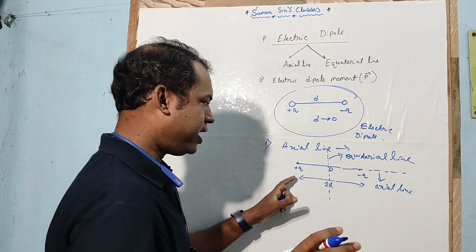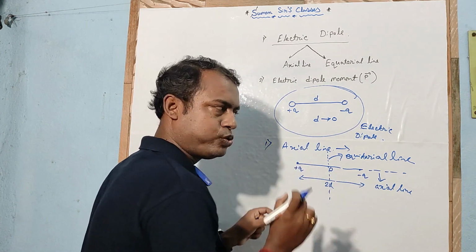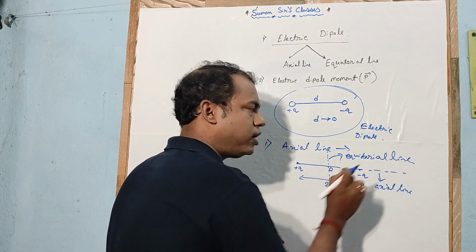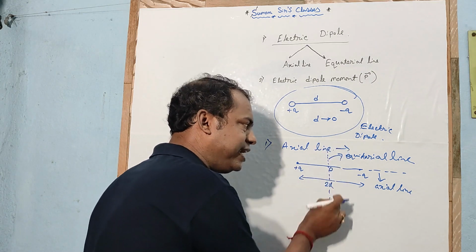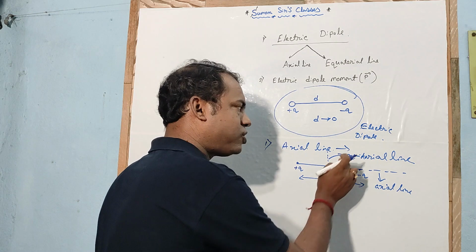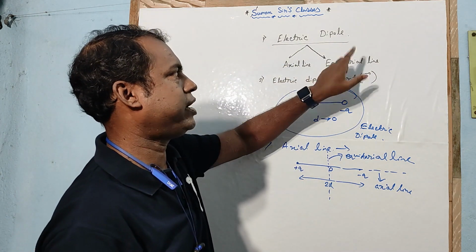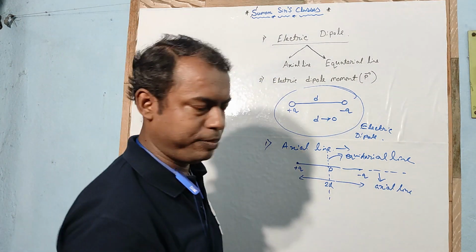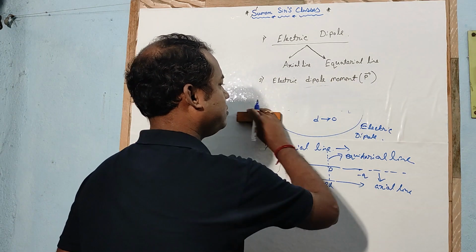So it is clear now. Plus Q and minus Q separated by a distance of 2L form the dipole, and the straight line joining them is called the axial line. We draw a perpendicular passing through the center of the dipole axis, and this line is called the equatorial line. Now another topic, the electric dipole moment, which we discuss here.